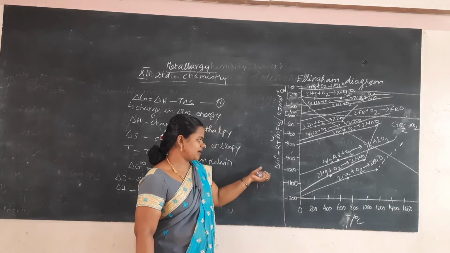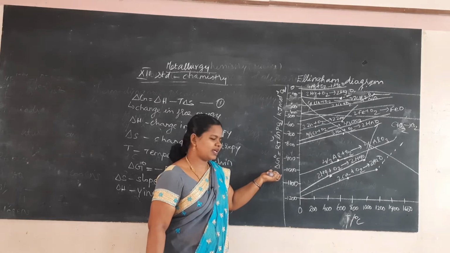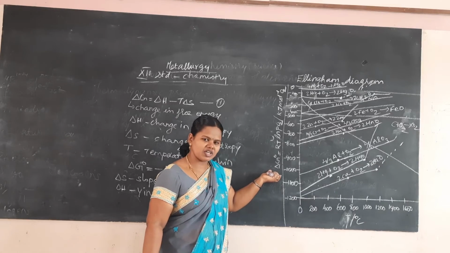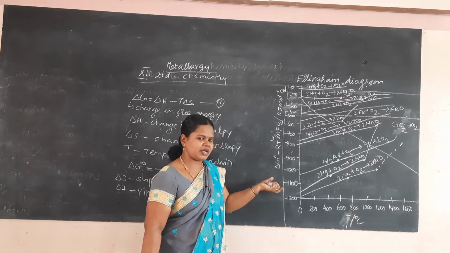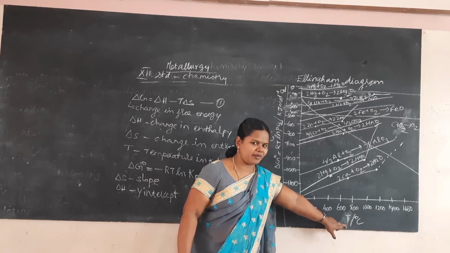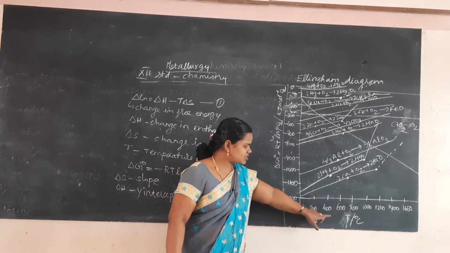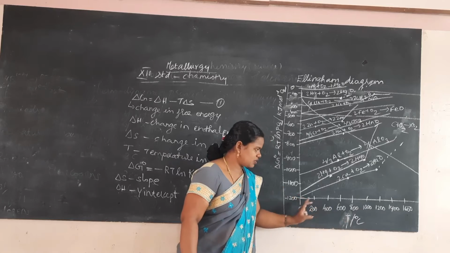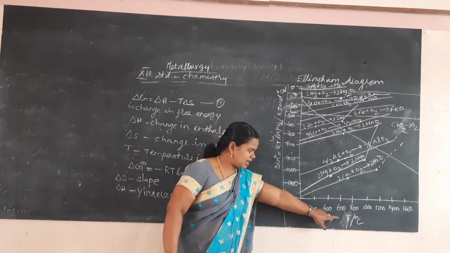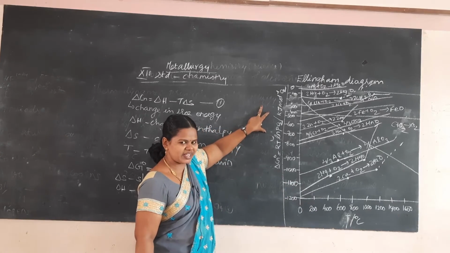Ellingham diagram, again I will tell, it is a graphical representation of the standard free energy change, that is del G naught, for the formation of various metal oxides with temperature. It is known as the Ellingham diagram. And you can see how he has plotted the graph. He has taken temperature on the x-axis.